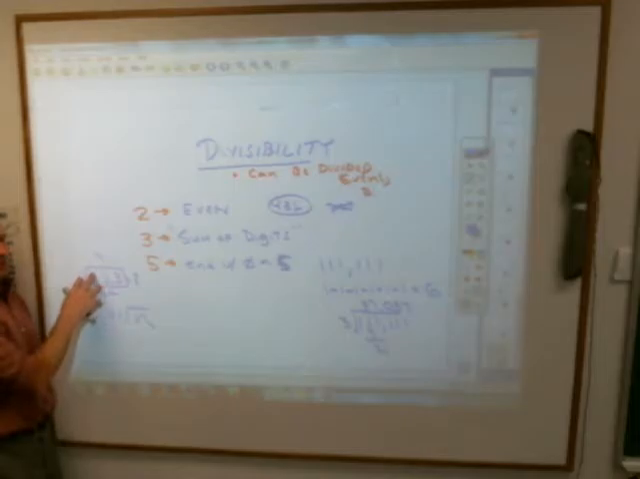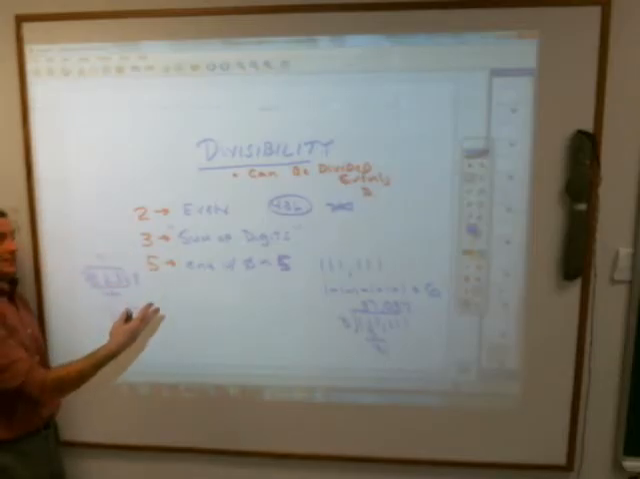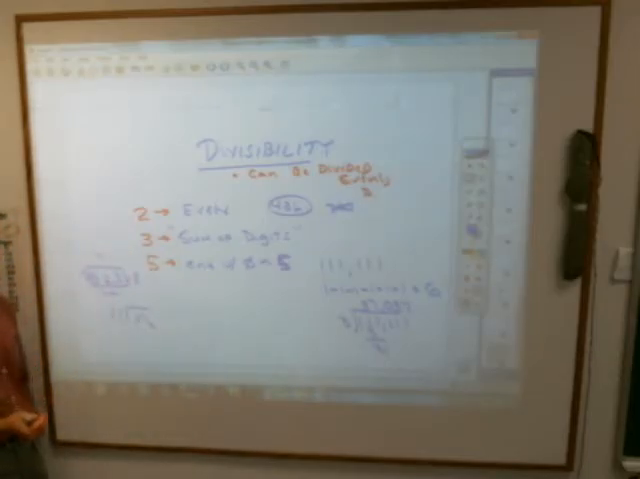It's really hard to figure out if really big numbers are prime, because there are so many numbers to think about. Does 13 go into it? Does 17 go into it? And there are all those sorts of things. It's easier to figure out if they're composite.